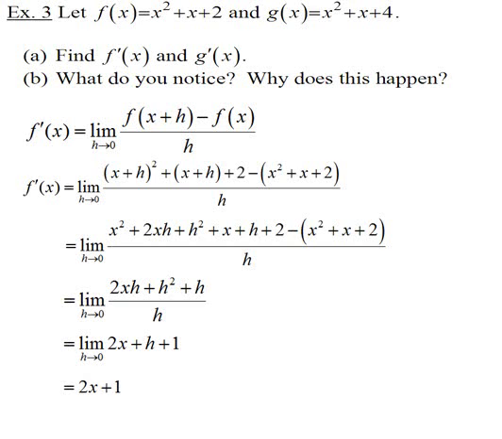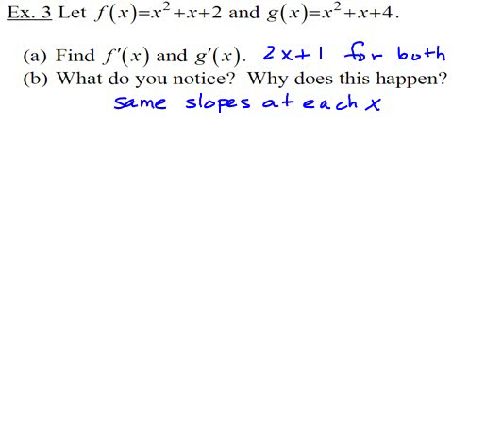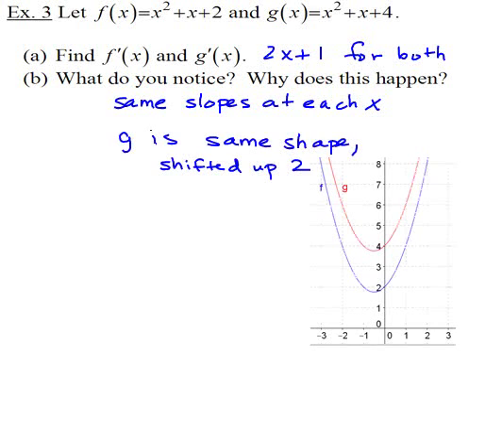If you'd like to practice this, pause the video while you repeat this procedure to find g prime of x. You should have found that the derivative of g was also 2x plus 1. So the slopes are the same at each corresponding x value on each graph. Why does this happen? It's because the graphs of f and g are exactly the same shape. G is just the graph of f shifted up 2 units.